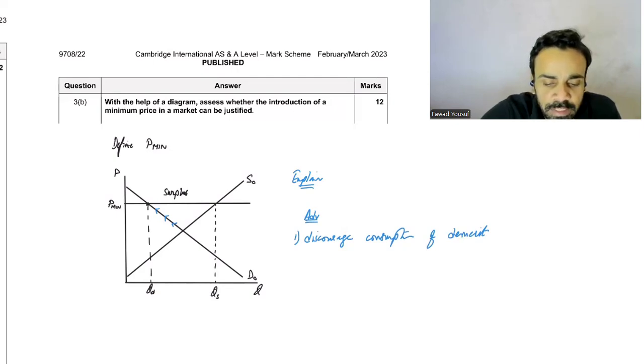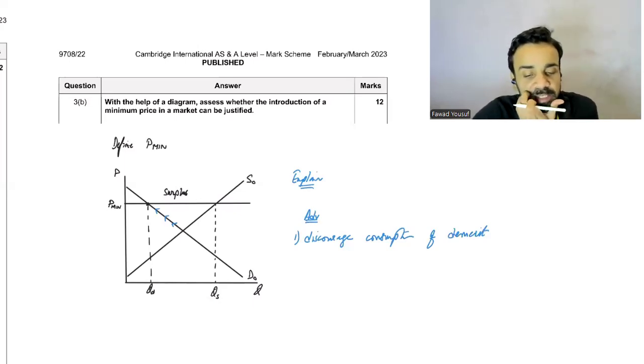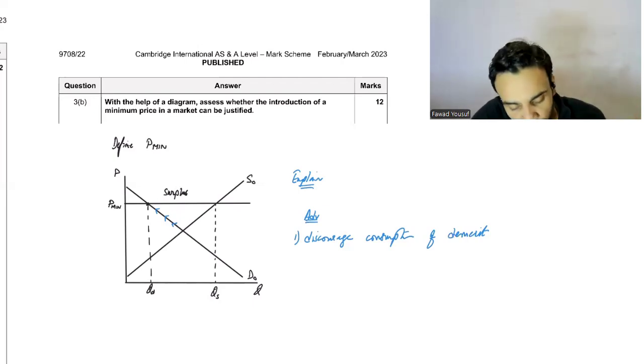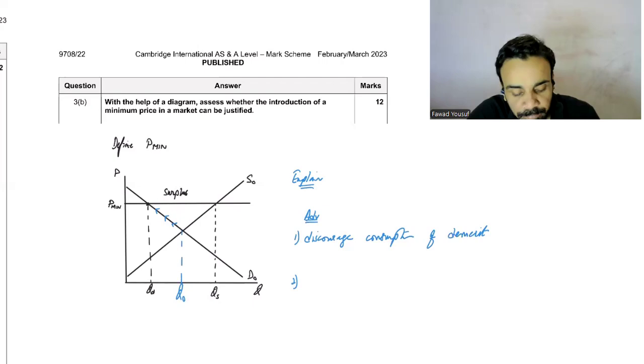The only thing about the ineffective part that can be worth mentioning is from the limitations point of view: if it's not properly imposed at the correct level, then it's not going to have the desired impact. So in that point you can say that if it is imposed below equilibrium, then it's ineffective because it's not creating the desired result. Okay? So that's one, and then through explanation you can explain how price goes up and quantity demanded falls from Q0 to QD or whatever.